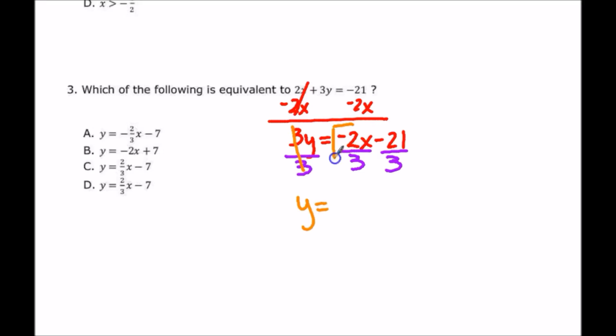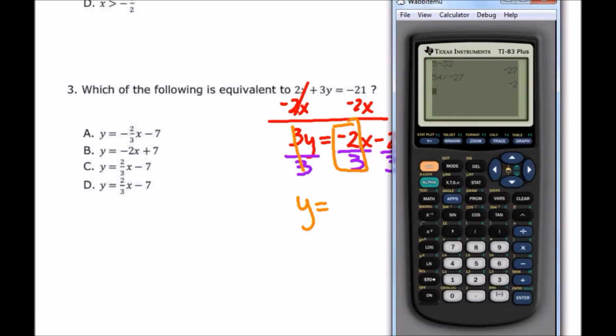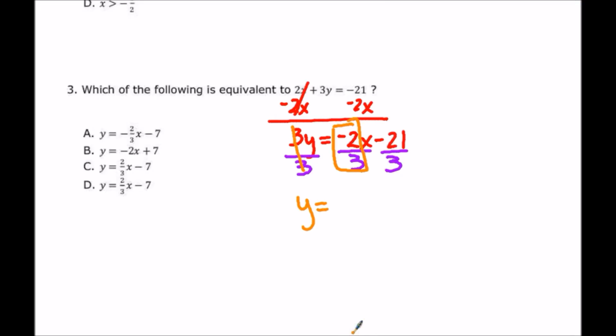Now, I see this fraction here, negative 2 divided by 3. Does that reduce? Well, your calculator reduces everything for you, so check this out. Negative 2 divided by 3. Quick trick to reduce anything is you press math, enter, enter. Math, enter, enter. And look, it's negative 2/3 again, which means that fraction cannot be reduced. So I leave it negative 2 over 3x.